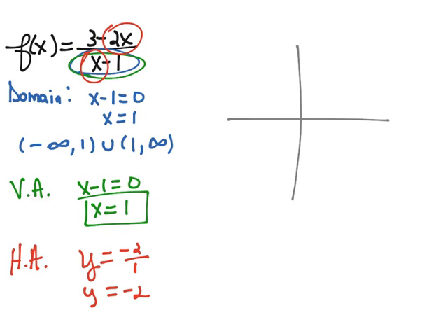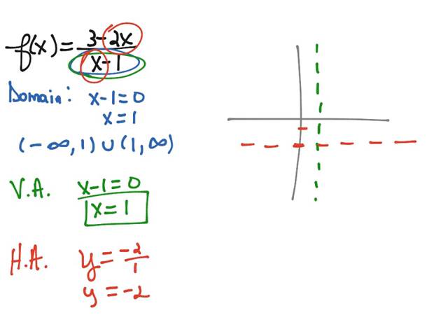And what we know is that we have a vertical asymptote at 1, and we have a horizontal asymptote at negative 2. And so these asymptotes serve as boundary lines for our function. So to get a good sketch of the graph, we can try a point on either side of our vertical asymptote.